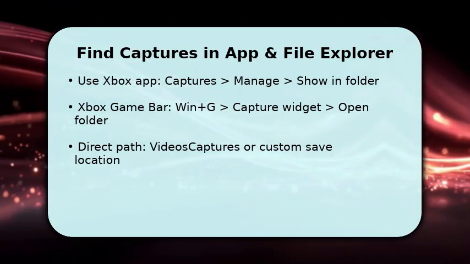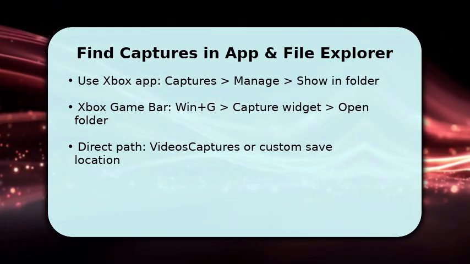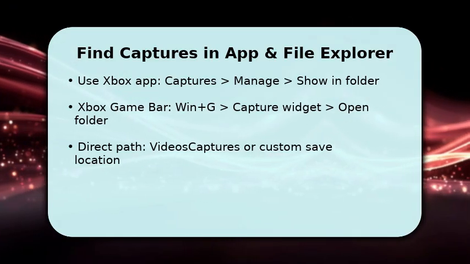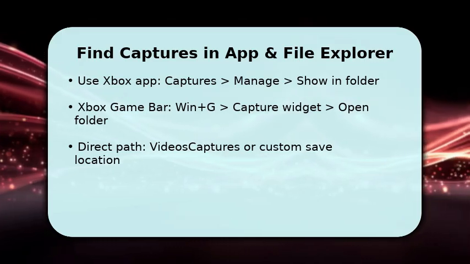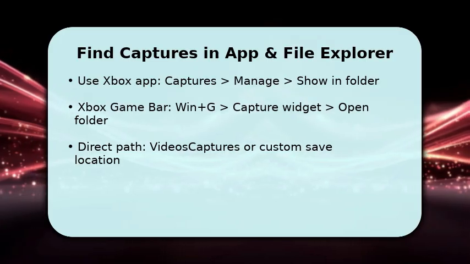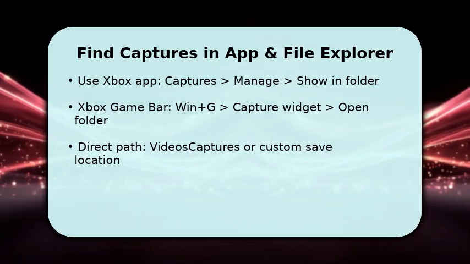Alternatively, press Win+G to open Game Bar, open the Capture widget, then select the folder icon. If you prefer direct navigation, go to the video's /captures folder or your custom save location set in the app. This is how you connect the UI to actual files.